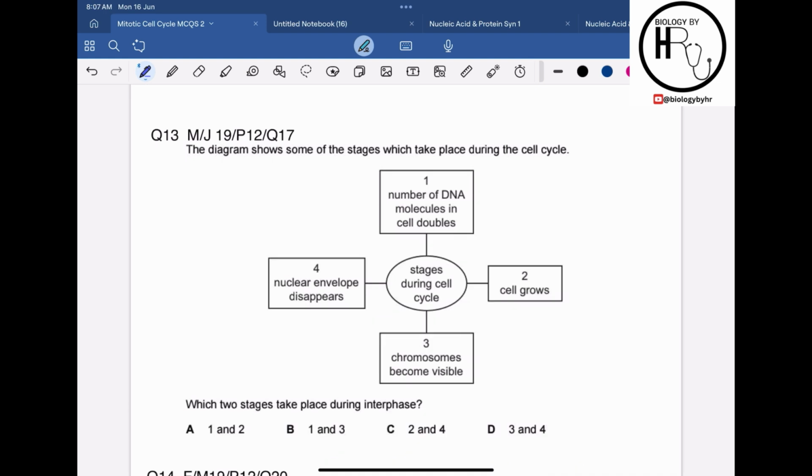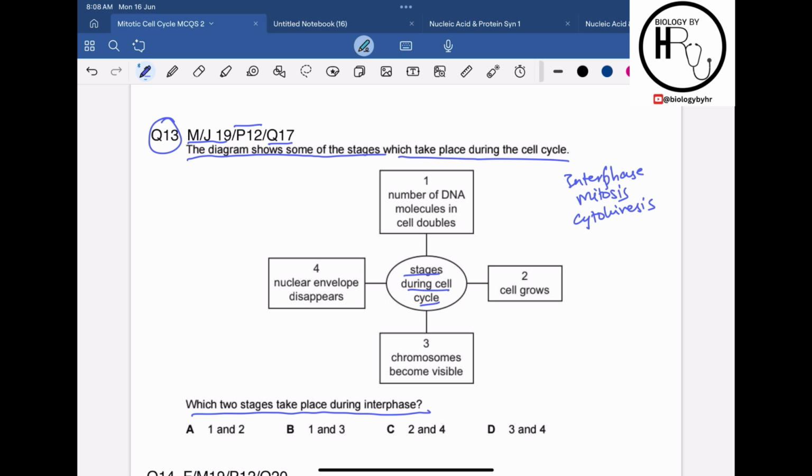Alright, so now let's move on to question number 13 over here. Question number 13 is from May June 19, paper 1, question 17. The question says that the diagram shows some of the stages which take place during the cell cycle. Right, in the cell cycle we have 3 phases. One is the interphase, the next is the mitosis and the other is the cytokinesis, right? Now they have given us 1, 2, 3, 4 stages during the cell cycle. Now they ask which stages take place during the interphase.